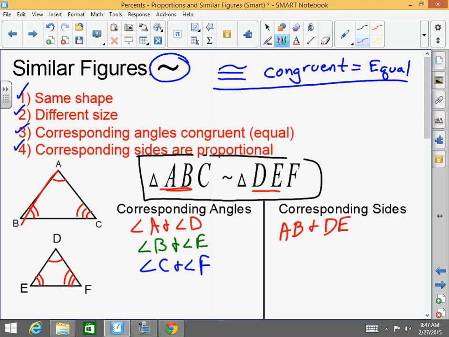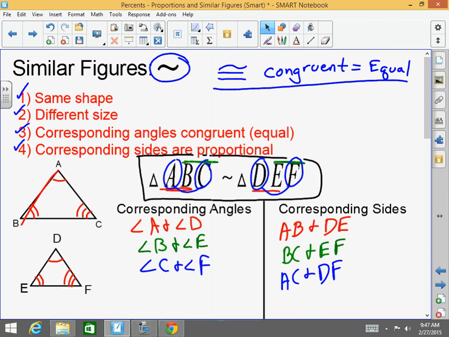Next, BC, the next 2 letters, corresponds with side EF, which are the next 2 letters. So BC and EF also correspond. And then last but not least, the first and the last letter correspond with the first and the last letter of the other triangle. So that means that AC corresponds to DF.